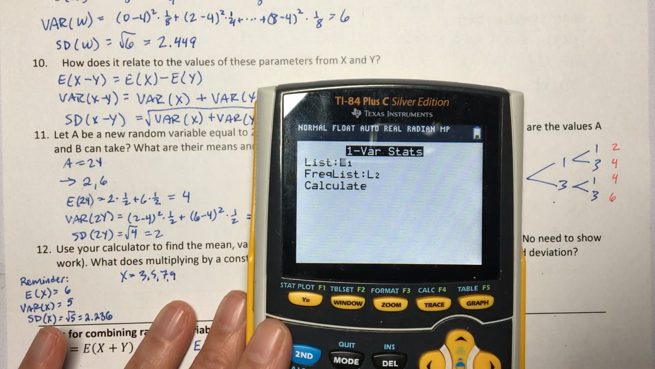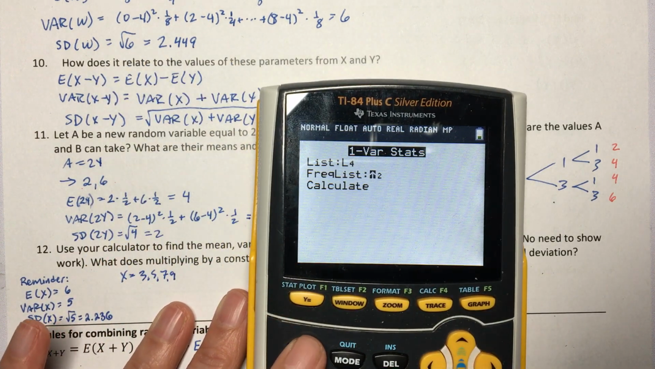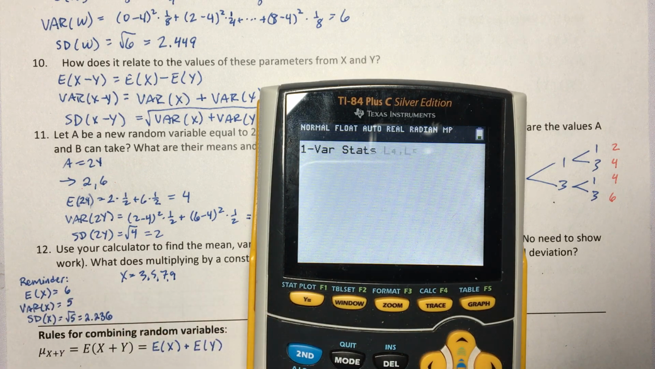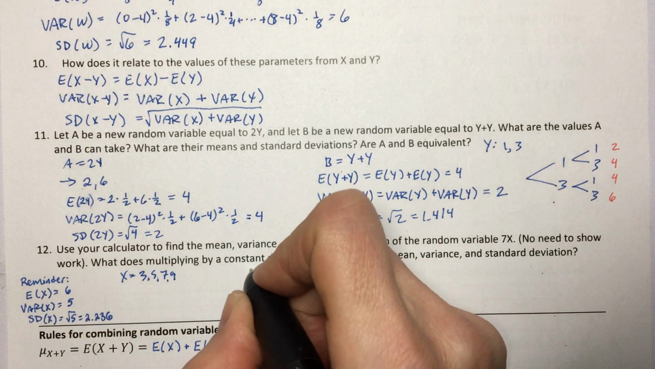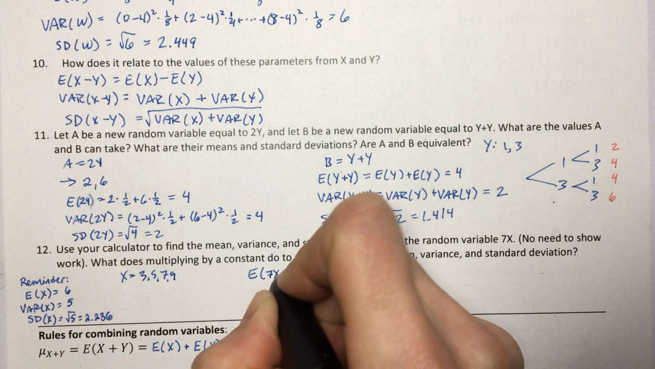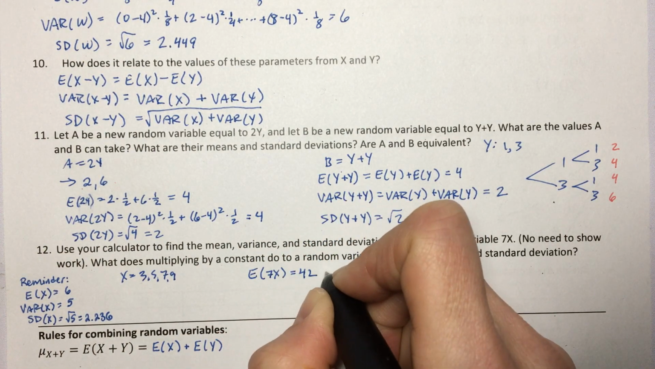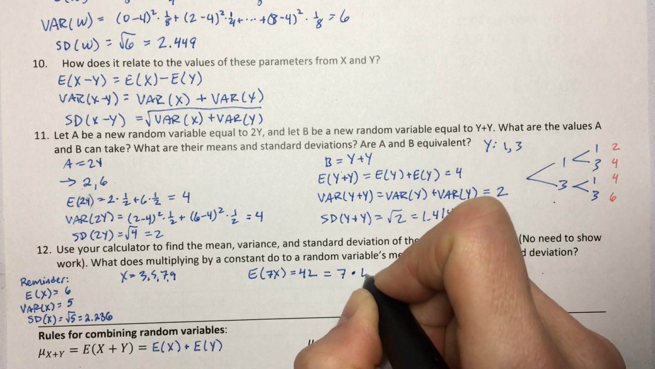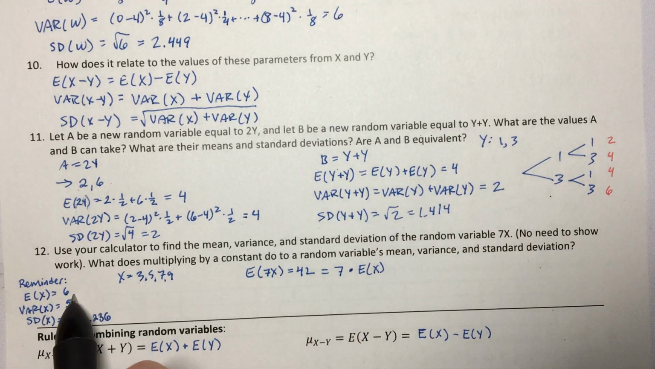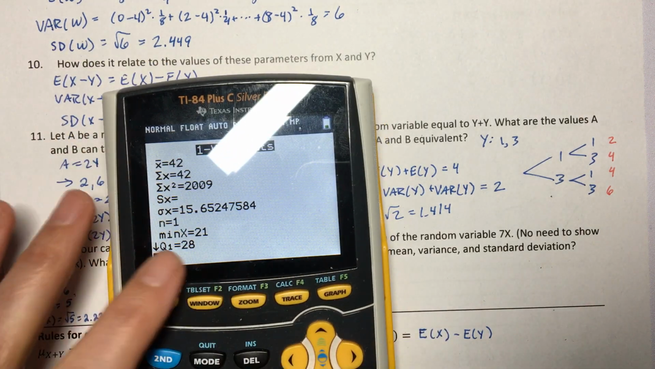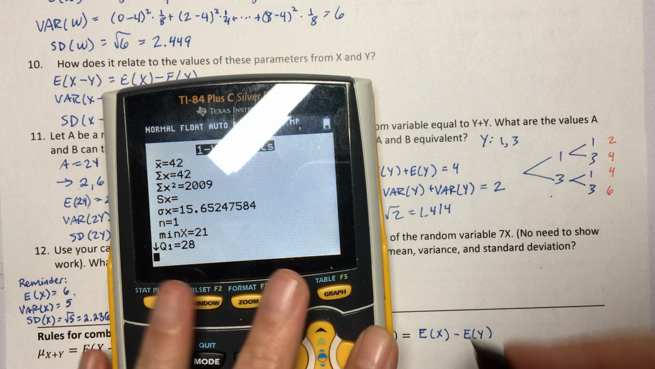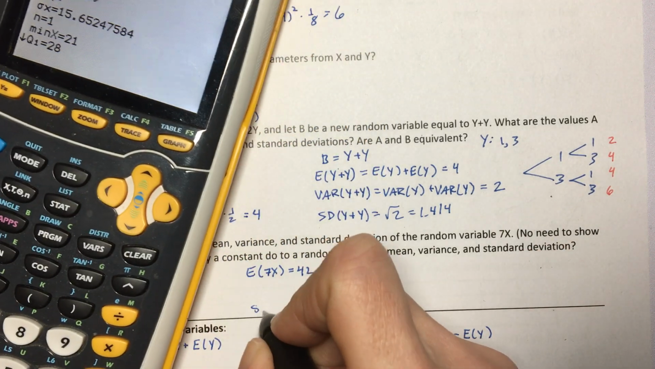Sorry, my light is making a glare on there. List 4, list 5. So now I have a mean of 42. Reminder, before we had a mean of 6. So the expected value of 7x is 42, which is 7 times the expected value of x, that 6 we had before. Our standard deviation is 15.6524. I'll come back to the variance.